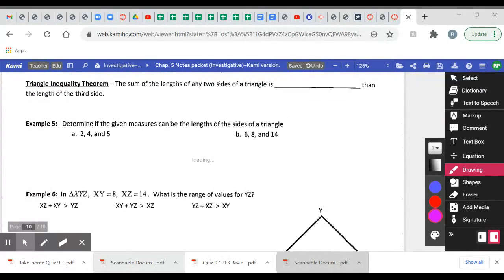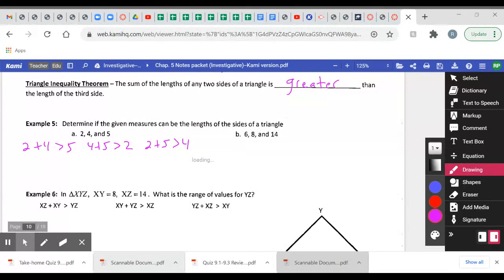Okay, next up, the triangle inequality theorem says the sum of the lengths of any two sides of a triangle is greater than the length of the third side. So for example 5, it says determine if the given measures can be the lengths of the sides of a triangle. So one way you can do that is add up any two sides and make sure it's bigger than the third side. So I can say 2 plus 4 has to be greater than 5. I can say 4 plus 5 has to be greater than 2. And I can say 2 plus 5 has to be greater than 4.